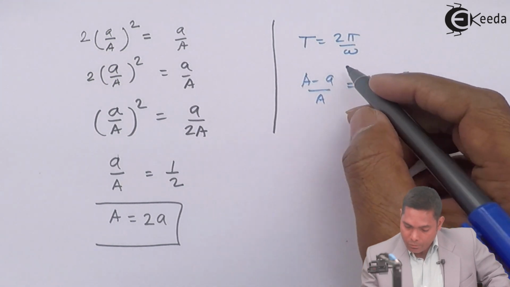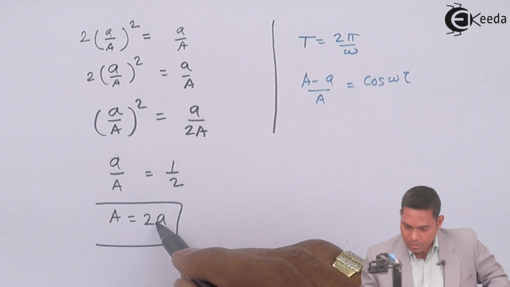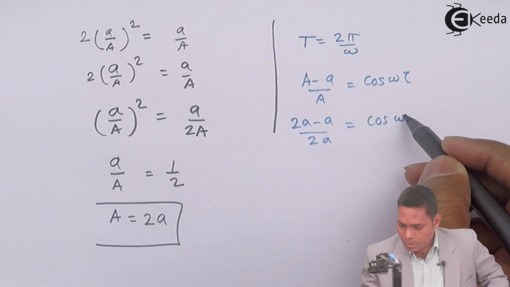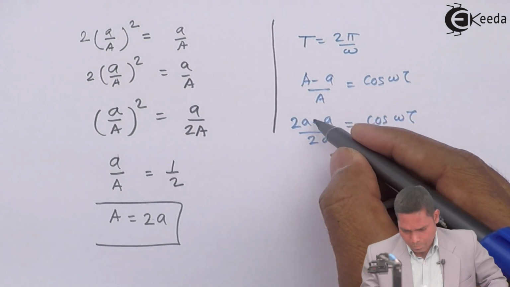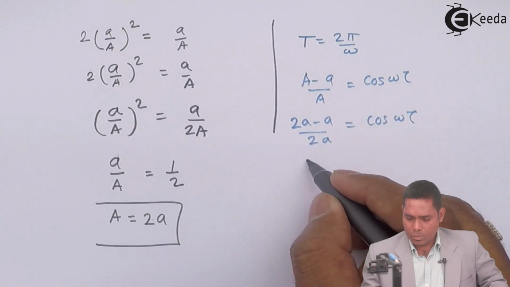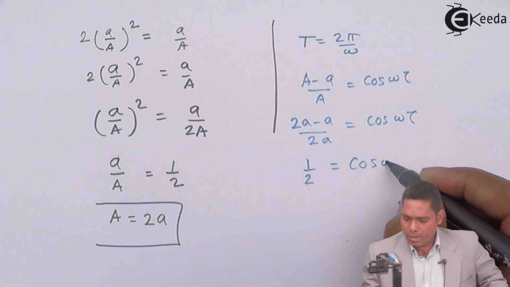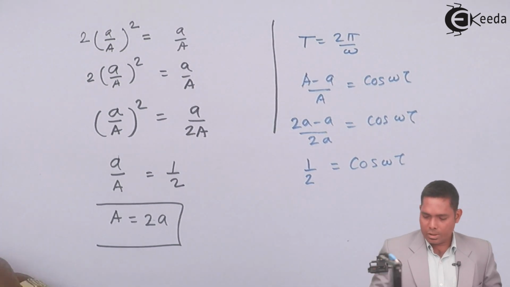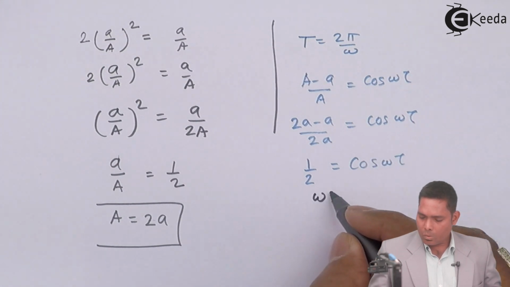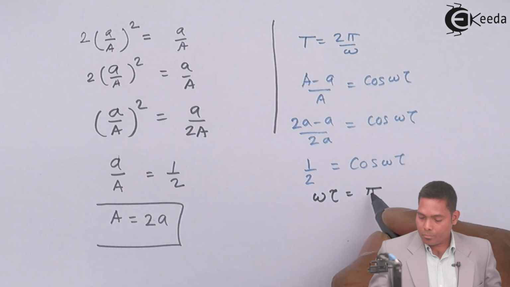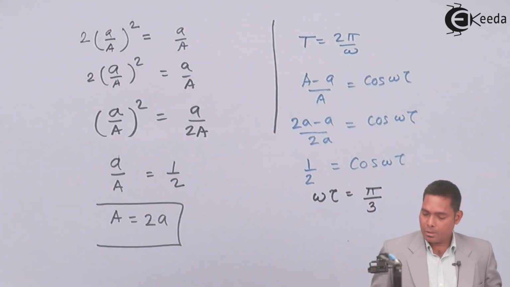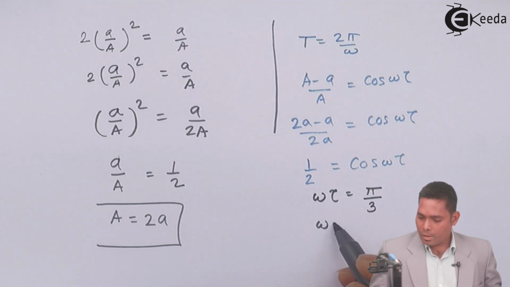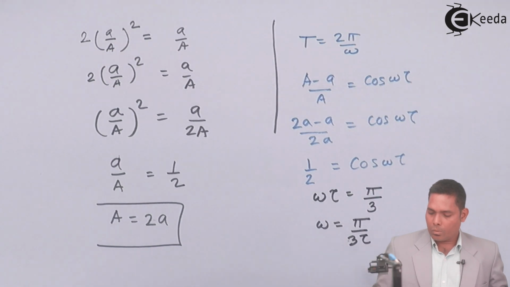So now if I put the value of A as 2a, then (2a minus a)/2a is equal to cos of omega tau. 2a minus a is a, so it is 1 by 2. This is cos of omega tau. Which value of cos theta is half? Cos 60. So this cos 60 is half. So omega tau is pi by 3. So from here you have omega as pi by 3 tau.